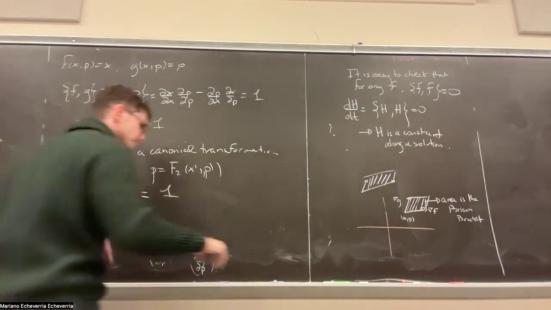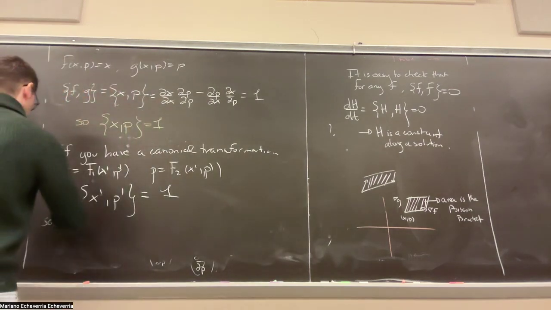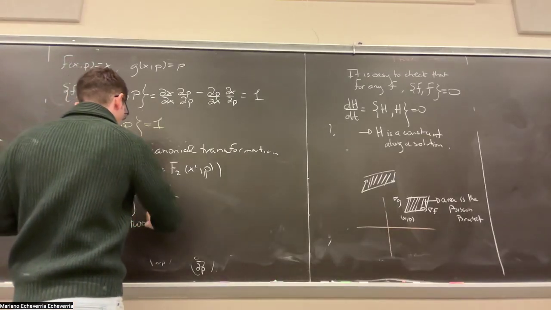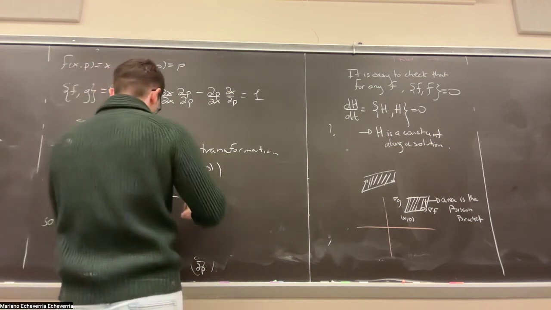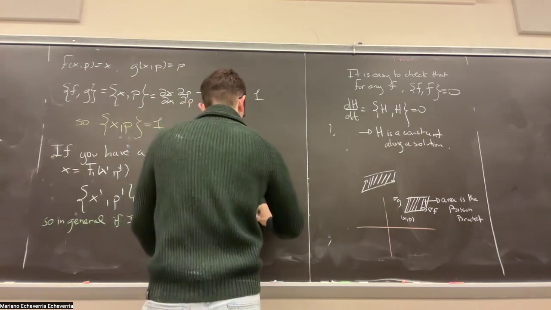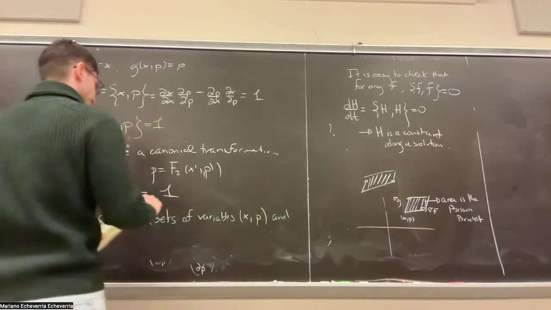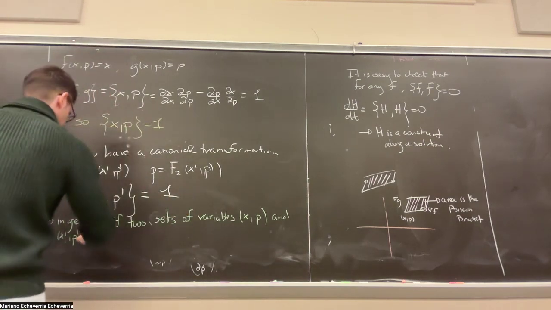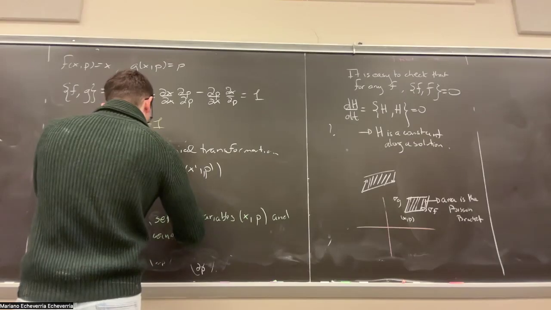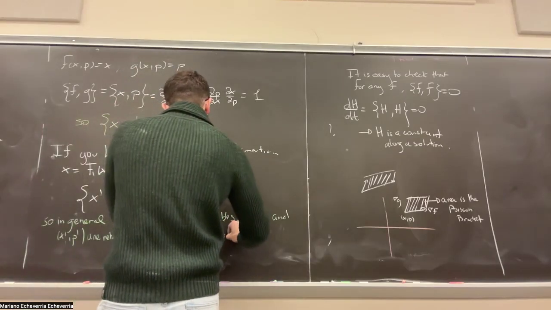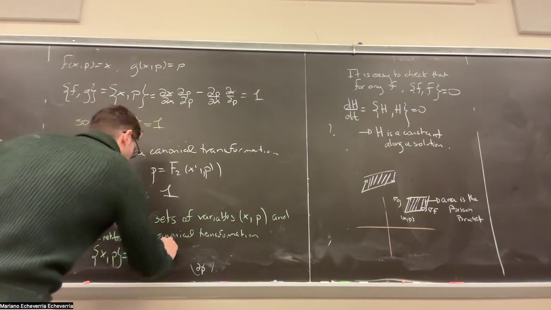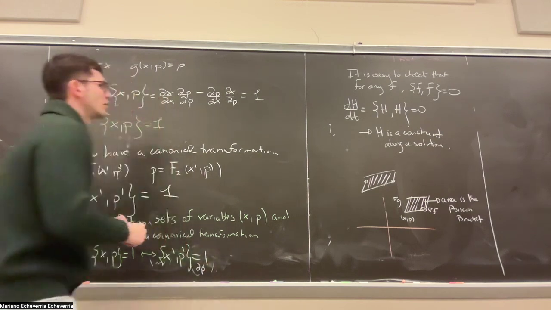So in general, if two sets of variables, x, p and x prime, p prime, are related via a canonical transformation, then the Poisson brackets are the same, and that kind of solves the issue.